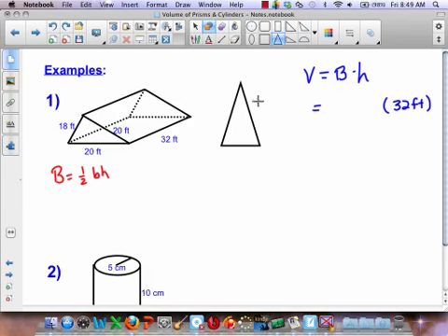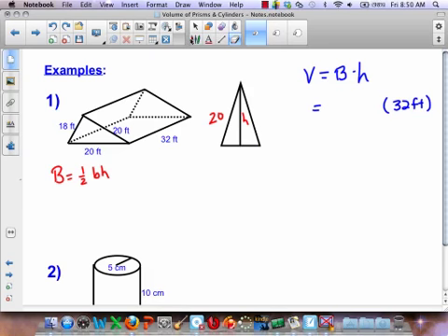Because if we redraw that shape, I know that my base is 18, and I know that this side is 20. How can I find the height of my triangle? Well, if you split it in half, it forms a right triangle. Okay, so instead of the 18, let's put down 9 and 9.